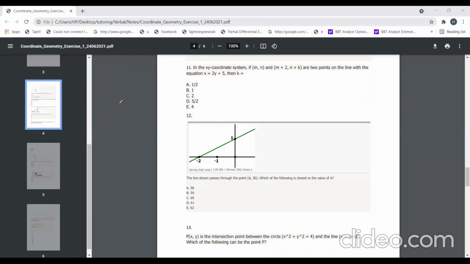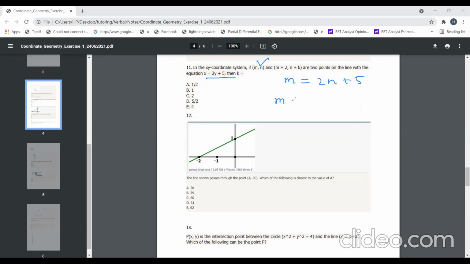Question number 11. In the XY coordinate system, if (m, n) and (m + 2, n + k) are two points on the line with the equation x = 2y + 5, then k is equal to what? Simple. If these two points lie on this line, then their coordinates should satisfy the equation of the line, right? So let's look at the first point: m = 2n + 5. That should be the first case from this point, right?